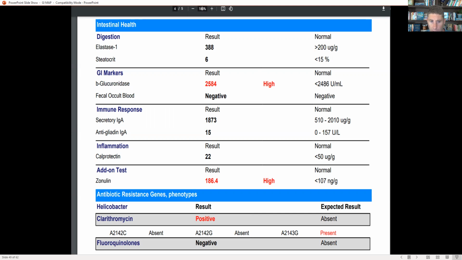Zonulin, okay, so that is an add-on test. And if you get that added on, that is a marker for leaky gut. So when that's elevated, basically we have leaky gut taking place. And then there's also antibiotic resistance genes. So if you're looking to treat, for example, H. pylori with an antibiotic, you can see if that strain, that H. pylori that's in your system, is going to be resistant to certain antibiotics, which can really help you with your treatment protocol.